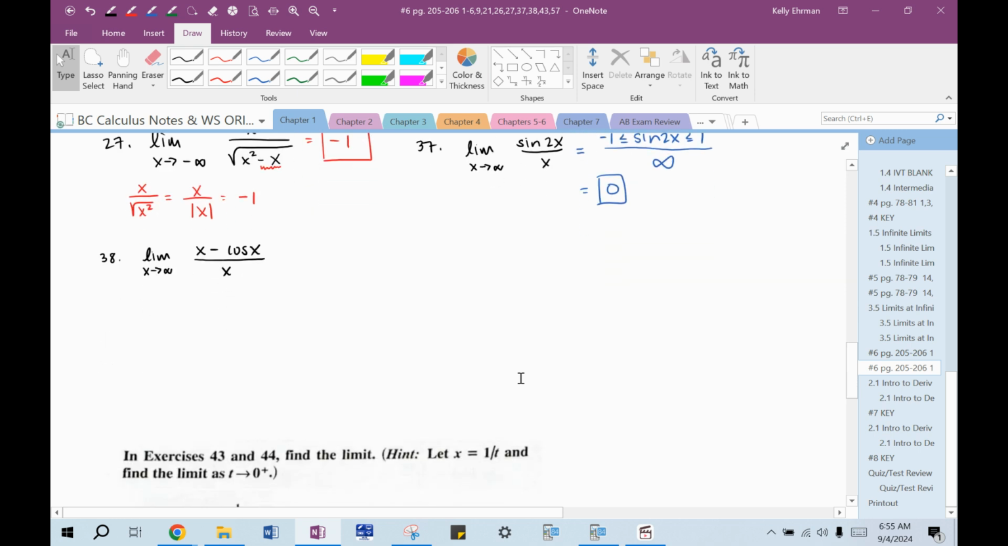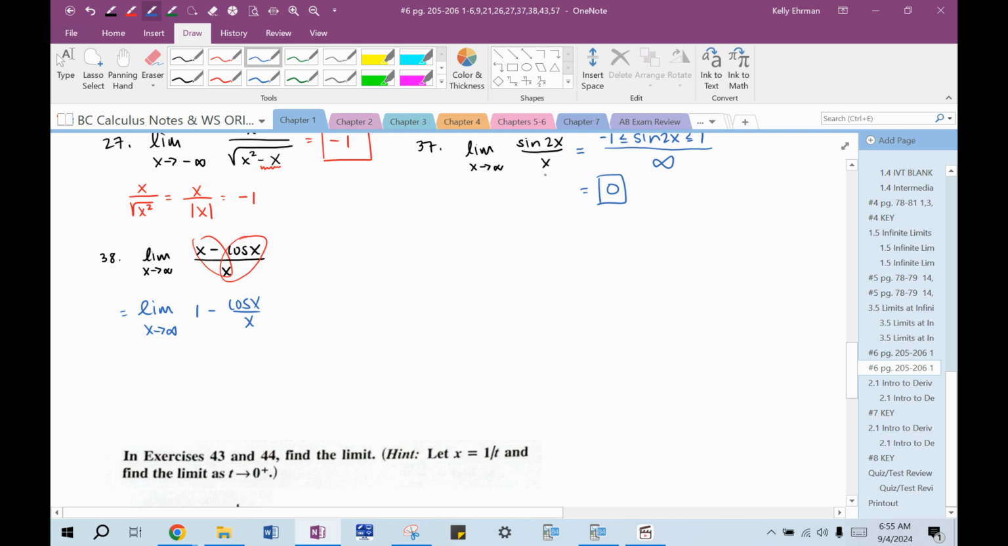For 38, I don't want to plug in infinity right now because that's kind of confusing, but I do want to simplify this. Remember that we called this the Hart method in pre-calc, that you can divide each term by this monomial. So really we're looking at the limit as x approaches infinity of x over x, which is 1, minus cosine x over x.